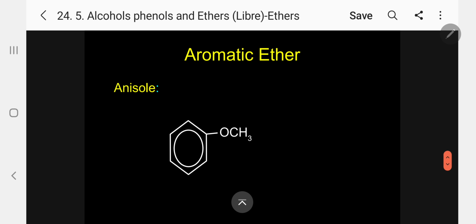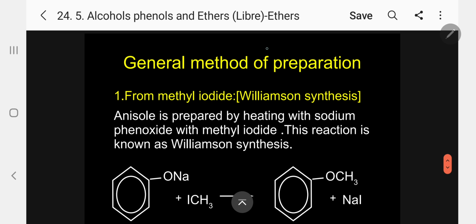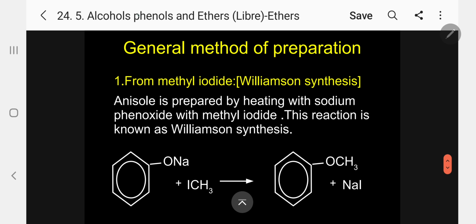Next, I will go for aromatic ether. Under the aromatic ether, let me concentrate on anisole, methoxybenzene. So, the general method of preparation, properties and uses I have to discuss. Kindly follow. From methyl iodide, I can prepare it with the help of Williamson synthesis. So, what do I have to use? Sodium phenoxide I have to use.